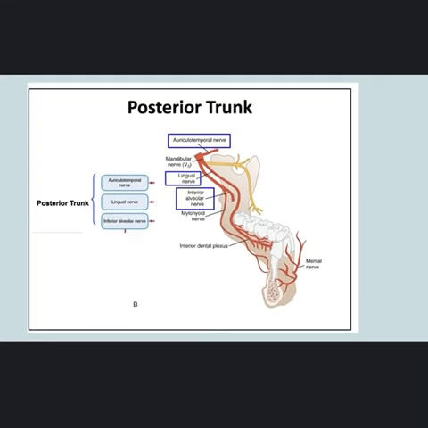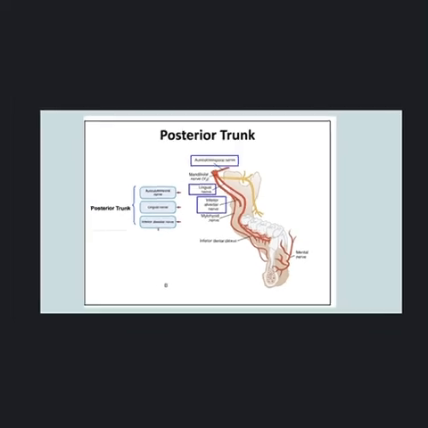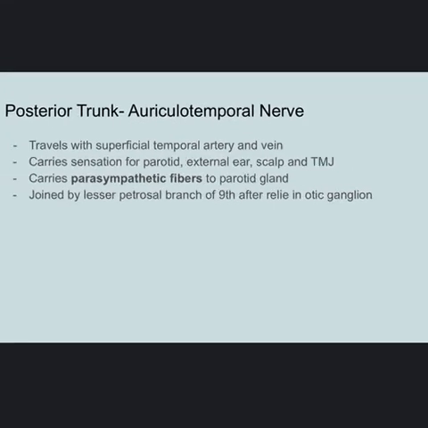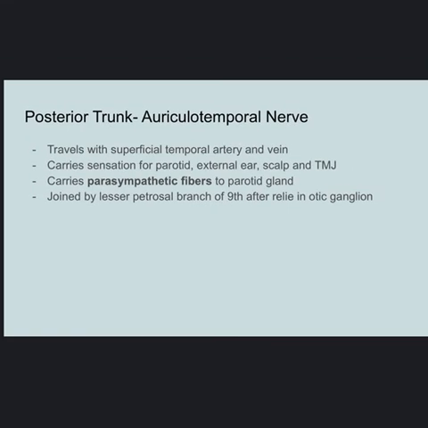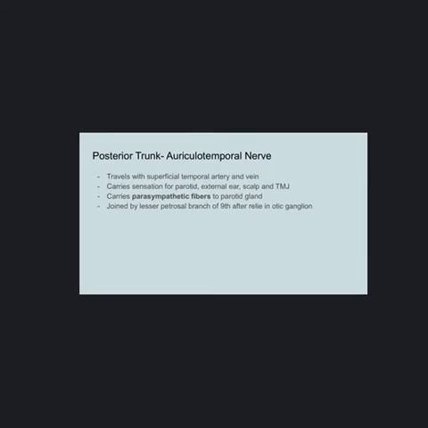The posterior trunk has three of them. Remember, it has posterior ALI, so it's auriculotemporal, lingual, and inferior alveolar nerve. Now we're going to go over the auriculotemporal nerve. This travels with the superficial temporal artery and vein. It carries sensation for the parotid, external ear, scalp, and the TMJ. It carries parasympathetic fibers to the parotid gland, and it is joined by the lesser petrosal branch of the ninth nerve after relay in the otic ganglion.